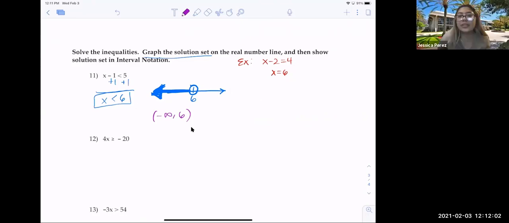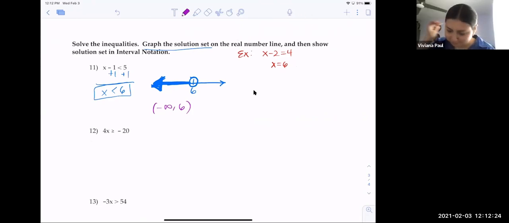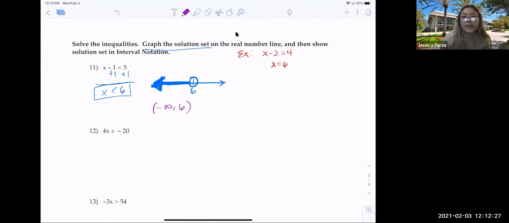All right, let's look at 12. Again, we're solving for an inequality. What does solving mean? It means to isolate. What do we have to do with that 4? We're not going to subtract 4. We need to divide. Divide, exactly. Thank you, Marisol and Michael, for your participation. Yes, you need to divide both sides by a positive 4. So this is x is greater than or equal to negative 5.